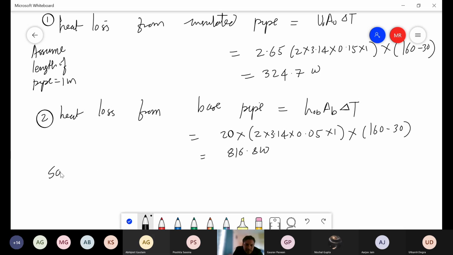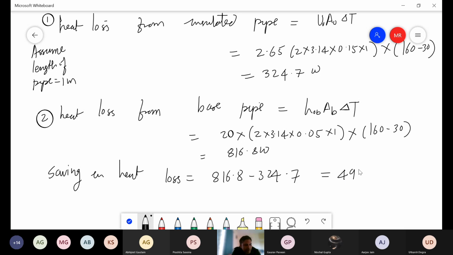So saving in heat loss will be what? Saving in the heat loss will be 816.8 minus 324.7, right? Yes or no? So how much is the value? So this much will be 492 watt. Almost this much will be the saving. Correct?